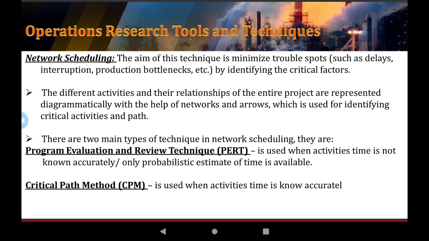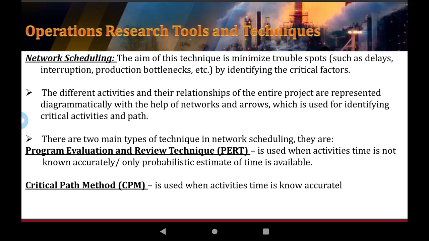In the entire project, members perform the work with one coordination method. All the workers in the project follow one technique, one procedure and one set of rules. The activities in the project are represented diagrammatically with the help of a network and arrows, which is used for identifying the critical activity and path. Network scheduling also provides the completion path of the project through the critical path method and the evaluation of critical activities.